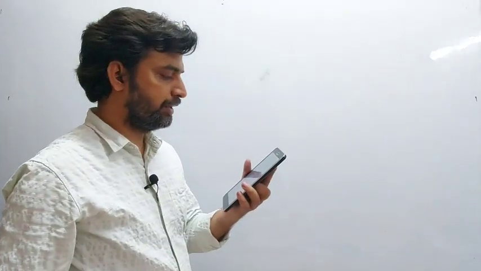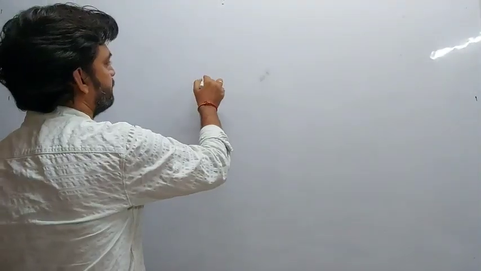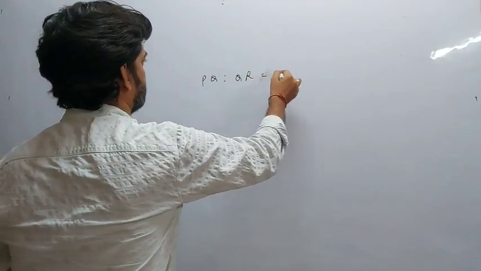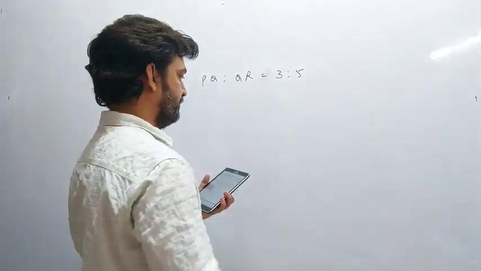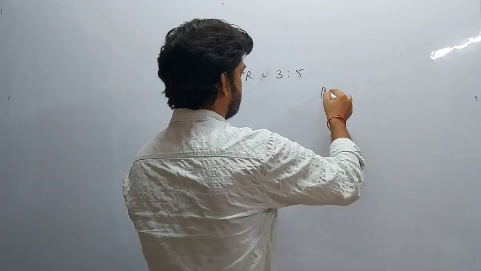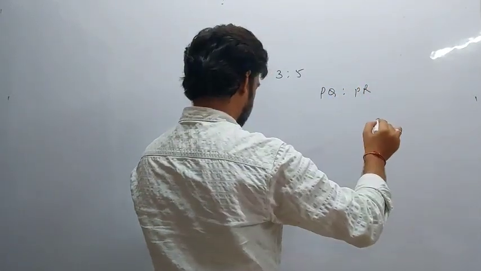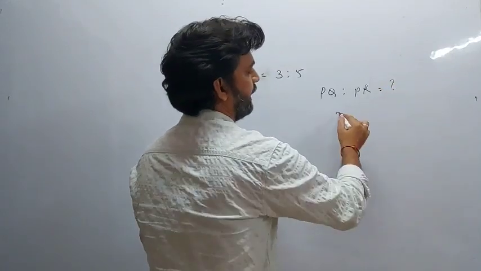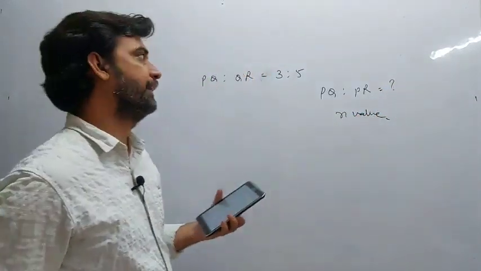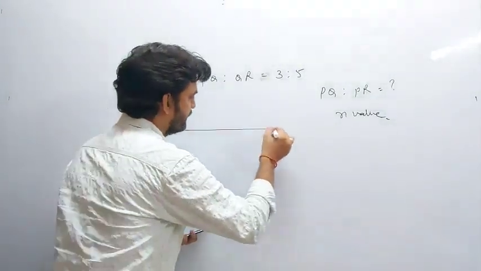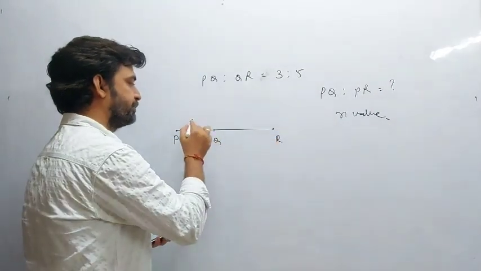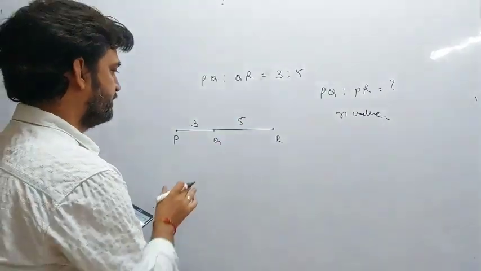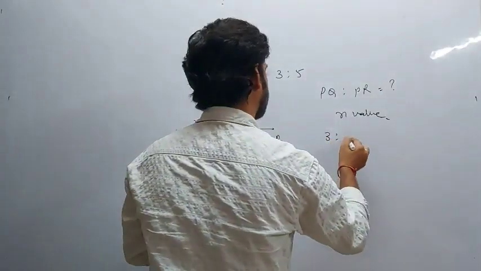There are 3 points P, Q and R on a straight line such that PQ is to QR is equal to 3 is to 5. If n is the number of possible values of PQ is to PR, then you need to find out the value of n. So we are talking about the conditions, right? This is the straight line. This is P, this is Q, and this is R. So this becomes 3 and 5, right? On this basis, PQ and PR is 3 is to 8.